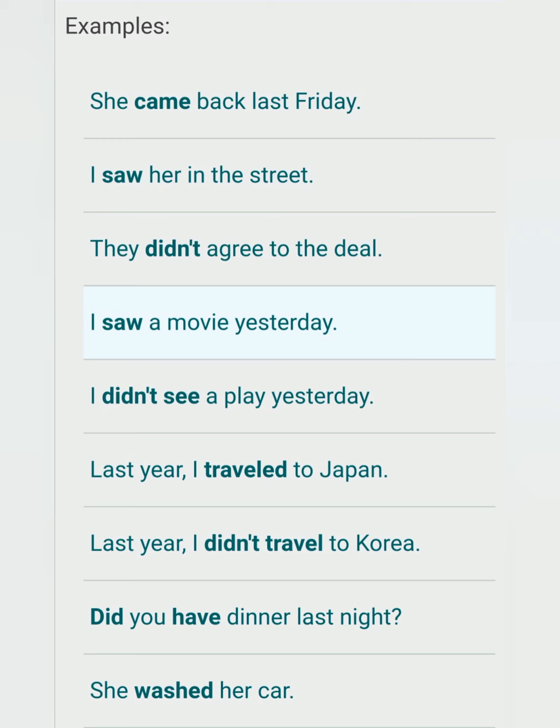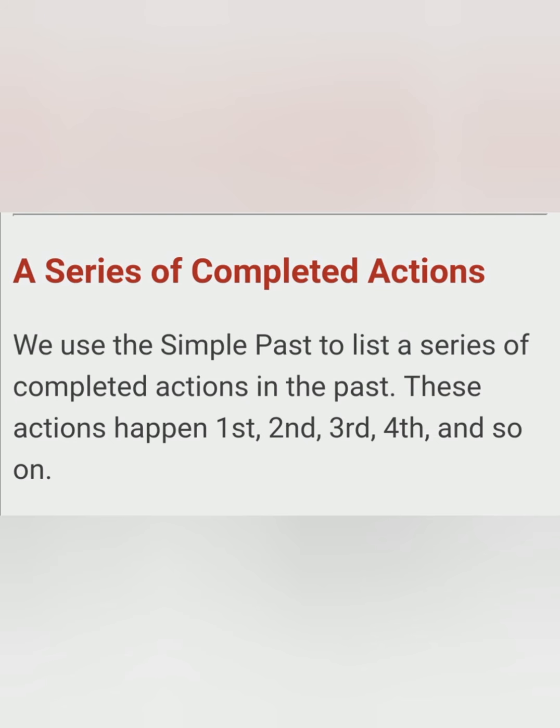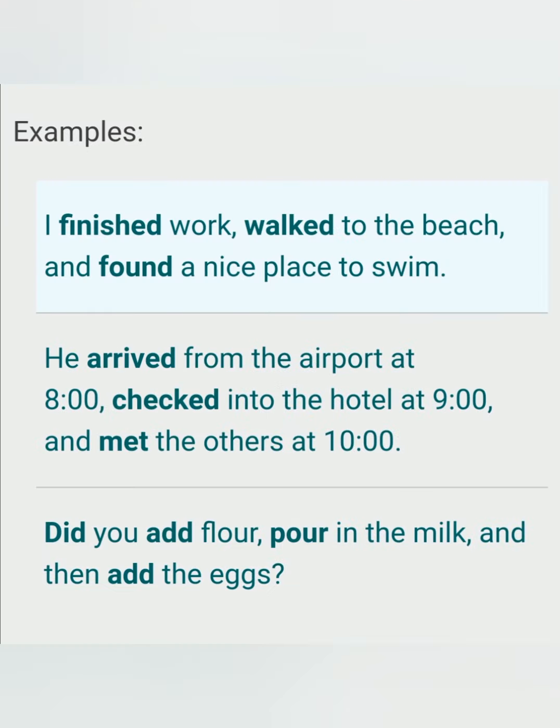The second is a series of complete actions. We use the simple past to list a series of complete actions in the past. These actions can happen like a series, like first, second, third, or fourth, and so on. For example, I arrived from the airport at 9 a.m.